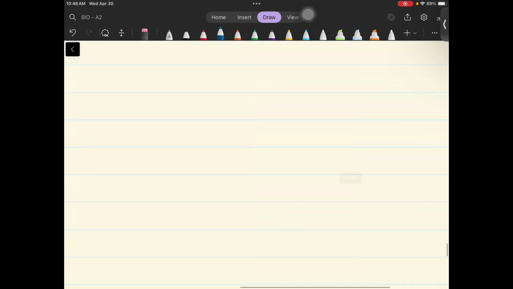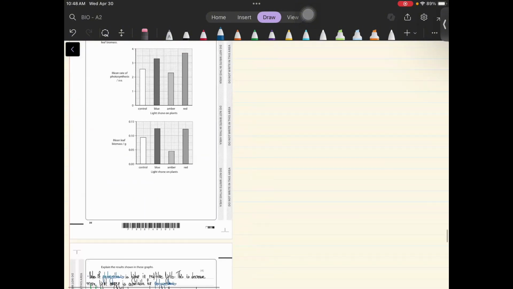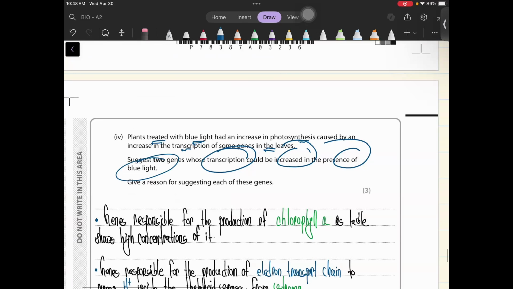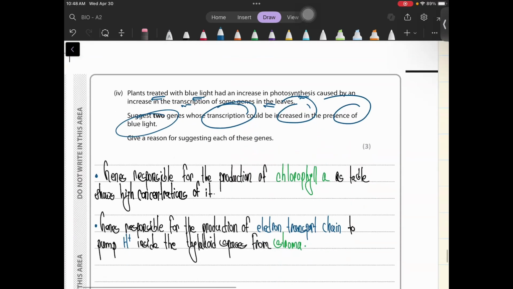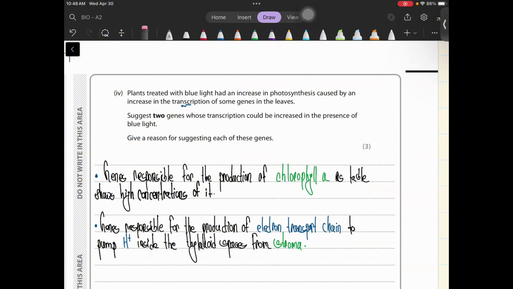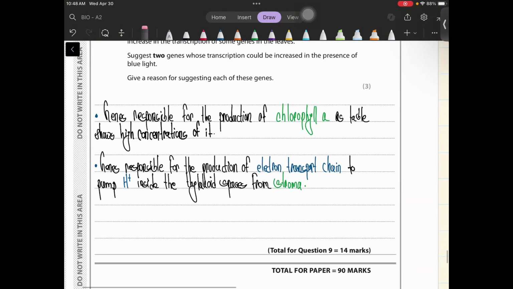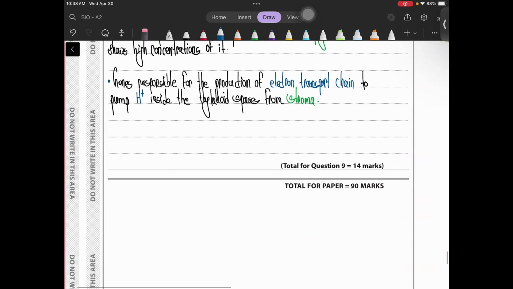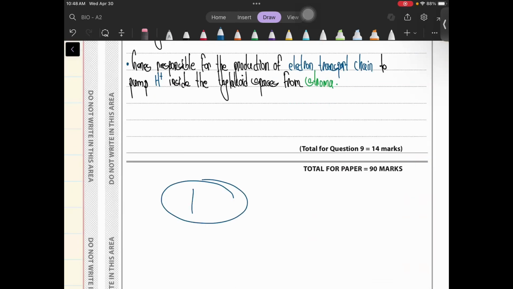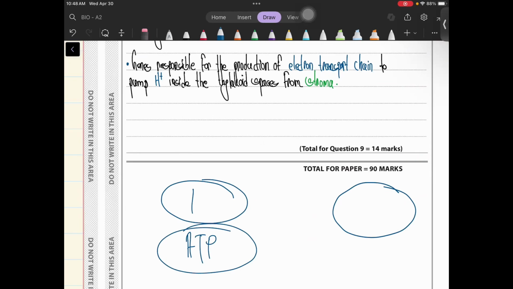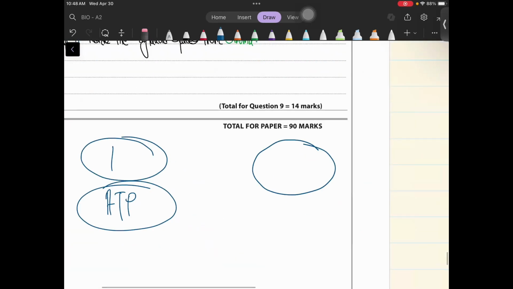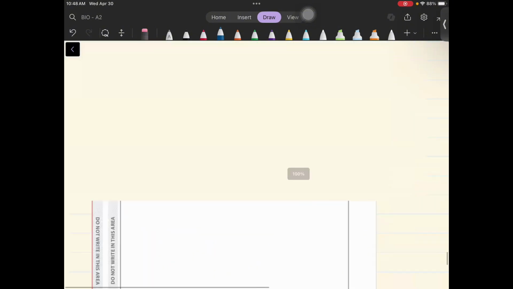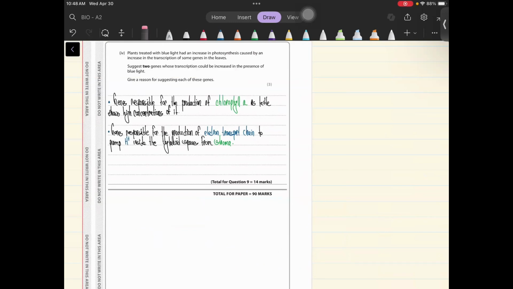And apart from that, the genes coding for the electron transport chain, as I showed in the earlier part, so transcription for each of these genes would be increased. You could also say something about Rubisco, that is the light independent stage, because the products produced in the light dependent stage impact the light independent stage as well. In the light dependent stage you have the production of ATP, and in the light independent reaction you utilize this ATP to make glucose. So the safest choice would be genes for the production of chlorophyll a and genes responsible for the production of electron transport chains as well.